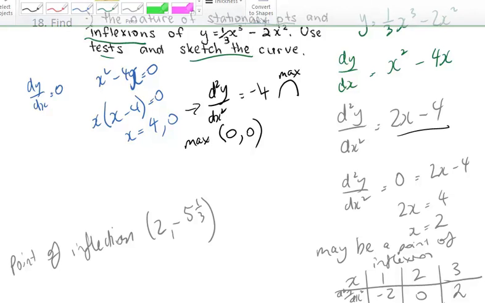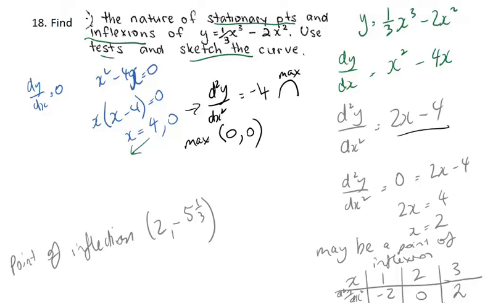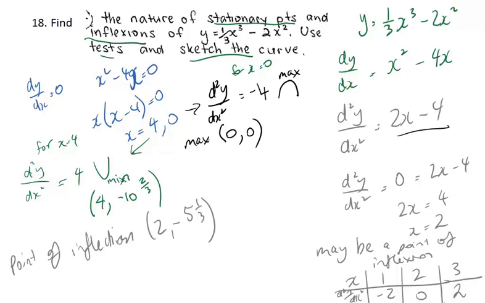So now over here we're going to look at our point where x is equal to 4. For our d squared y/dx squared, it's going to be 2 times 4 is 8, minus 4 gives us 4. So positive will give us a minimum point. So a minimum point will be at x is 4, and we substitute 4 into the original equation, and we should end up with y is minus 10 and 2/3.